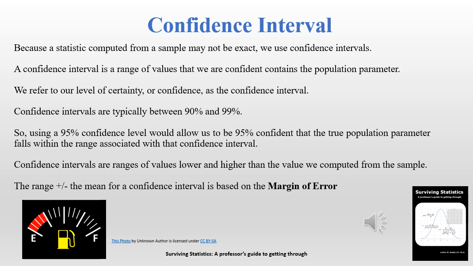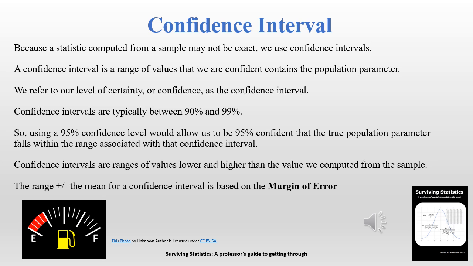And we will then specify certain levels of confidence. Within statistics, typically we're going to be using anything from a 90 to a 99% level of confidence. So for example, if I'm using a 95% confidence level, the range that I compute, higher and lower than the sample mean, allows me to be 95% confident that the true population parameter, the true population mean, will fall within that range. Now I do that by computing what's called a margin of error.